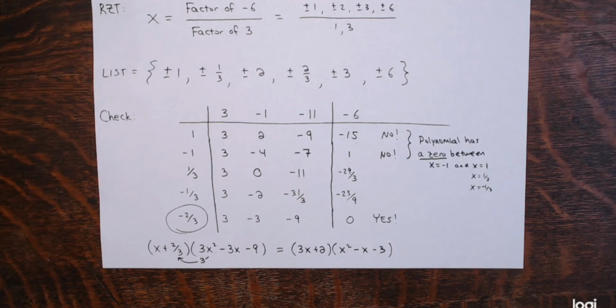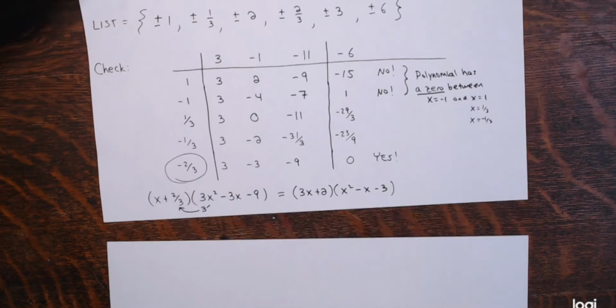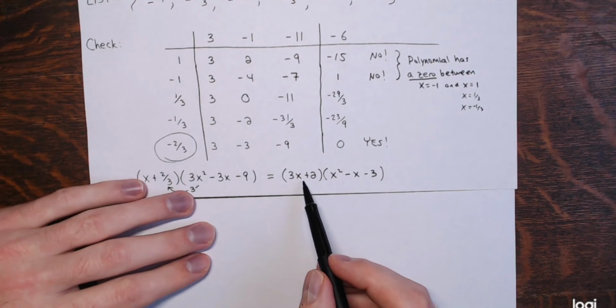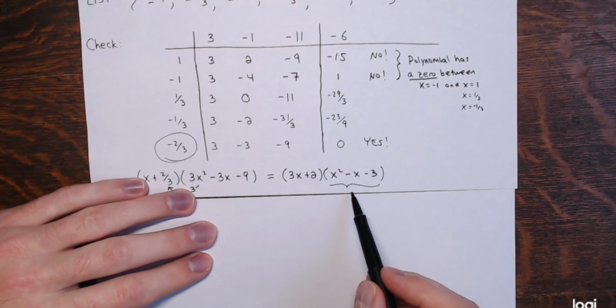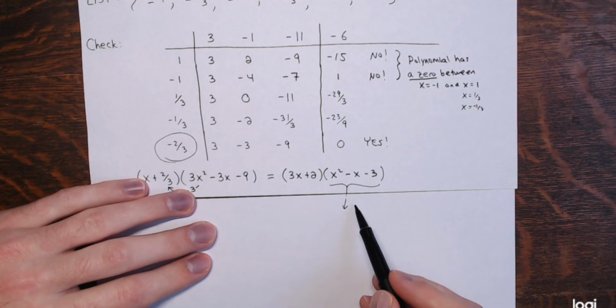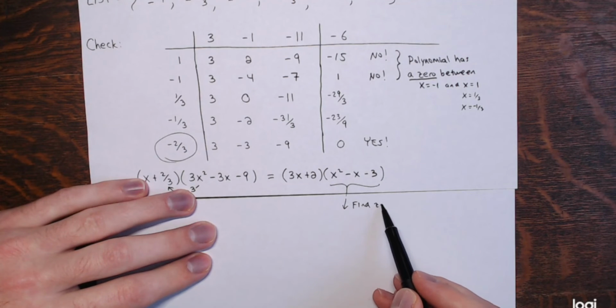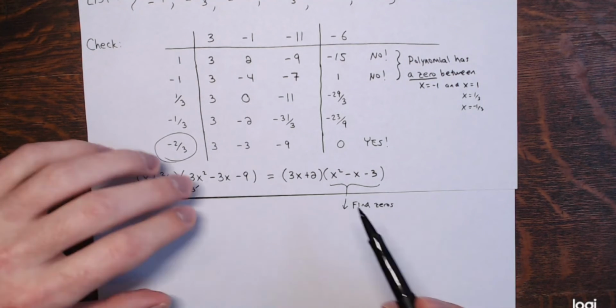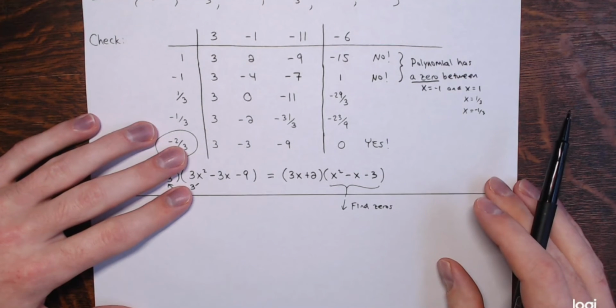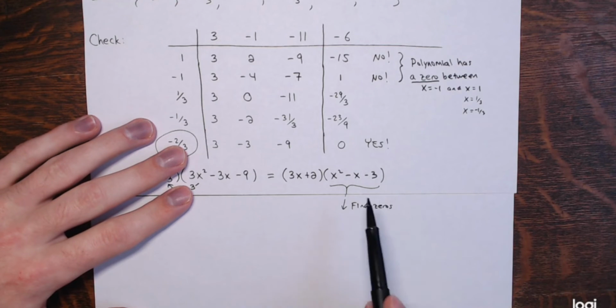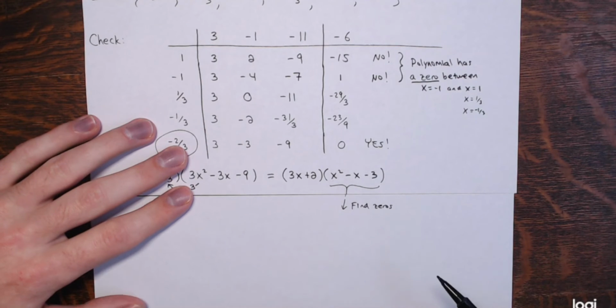All right, so now I'm down to pretty much what I want when I'm working with these degree 3s. We have a linear factor, which I know the zero of, it's negative 2/3. And now I have this quadratic factor. Let's find the zeros of this quadratic factor. Unfortunately, this one is not factorable over the integers, where all the coefficients are still integers. Factors of negative 3 that add up to negative 1 don't exist in the integers.